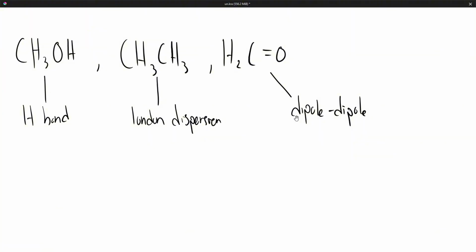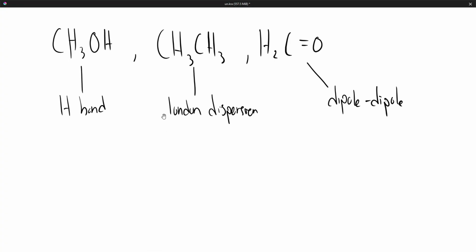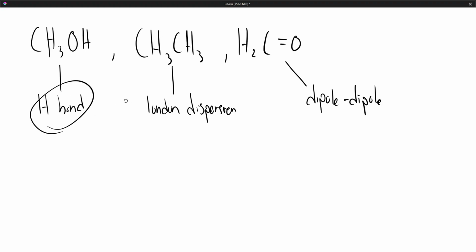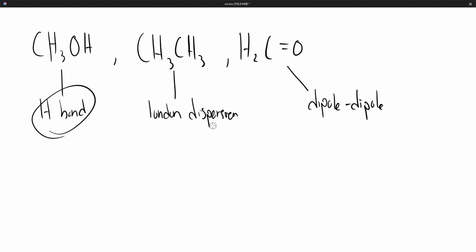So which of these three forces do you guys think is the strongest? You can't really answer me, so I'll say it for you guys. It's this one. This is the strongest, since hydrogen bonds are really strong. Dipole-dipole are second strongest. At the bottom are London dispersion forces. They're always going to be the weakest ones, so these are the guaranteed last place.